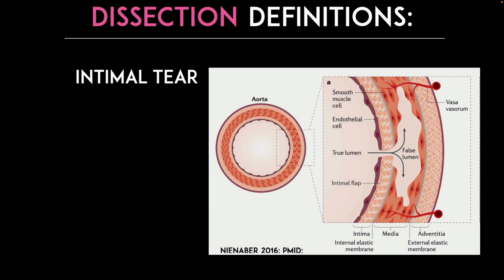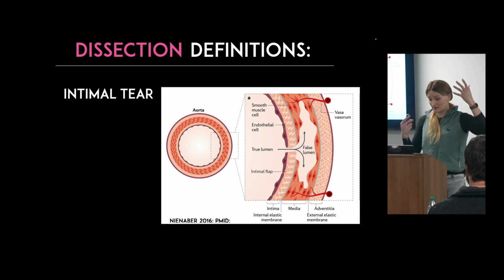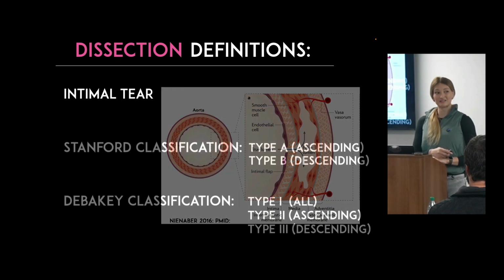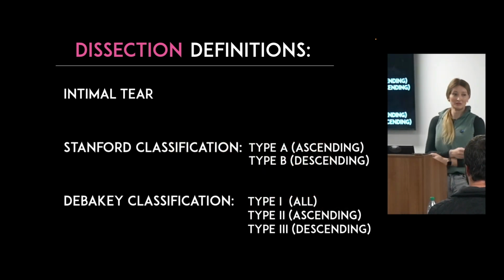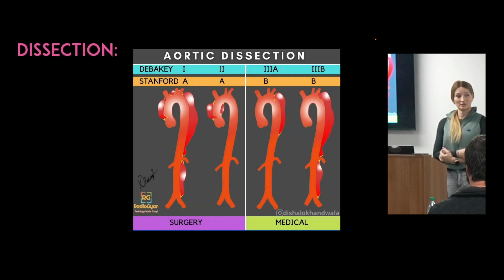Now we know this is med school, right? We know, I think we just intima, right? It goes in, it dissects through the media. This is what happens, creates this false lumen. We have these classification systems, right? I like the Stanford because it's easier, but the DeBakey is a little more descriptive. And there's this really sweet graphic here that I just Googled and found, and I think it's a pretty good chart there.